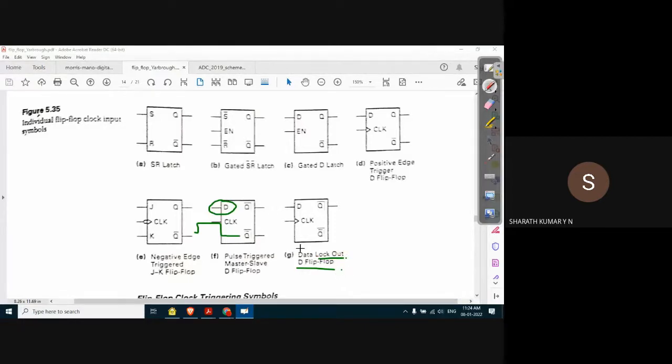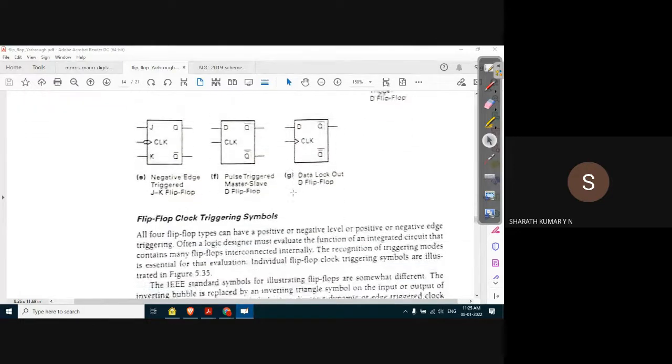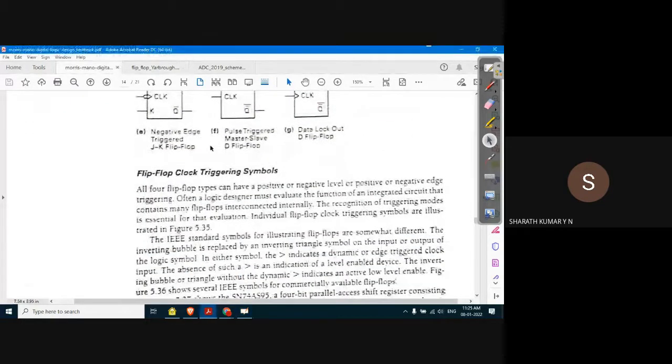The data is protected. I mean, data is locked out. It is latched. So it's kind of a latched flip flop, something like that. Of course, we don't have any explicit discussion of lockout, so that's why I'm not going into detail of these lockout flip flops.